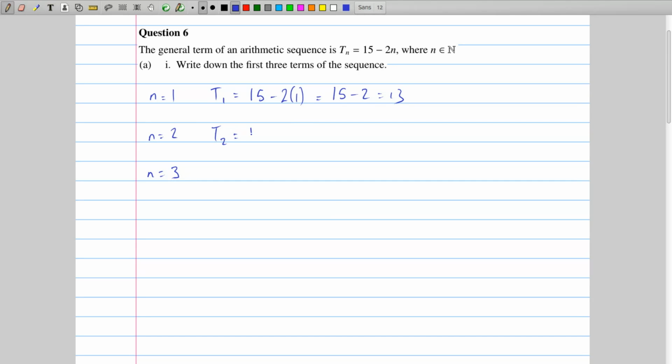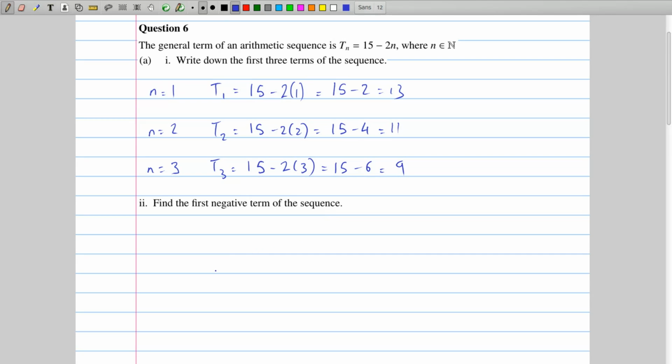Work out T2: it's going to be 15 minus 2 times 2, which is 15 minus 4, which turns out to be 11. And finally, T3, same process as before: 15 minus 2 times 3, replacing the n with a 3. Then we have 15 minus 6, which turns out to be 9.